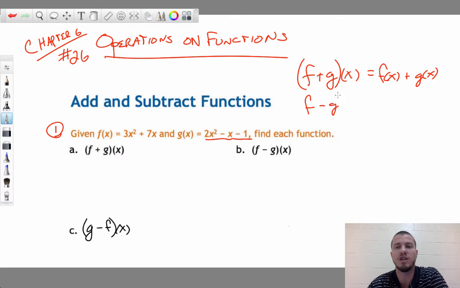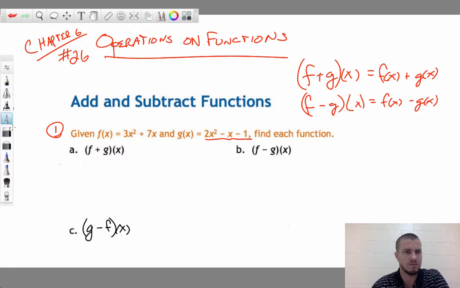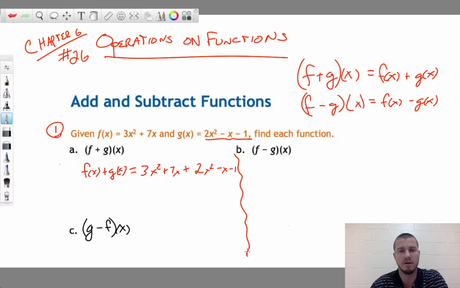So f minus g of x is equal to f of x minus g of x. Okay? So this is f plus g of x. I'm going to have f of x plus g of x. So f of x is equal to 3x squared plus 7x plus g of x, which is 2x squared minus x minus 1.